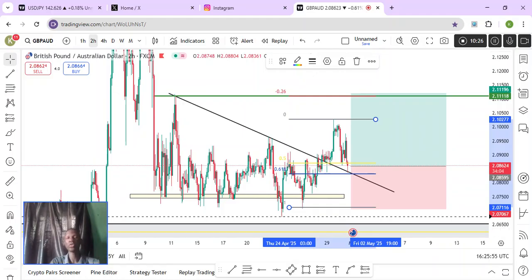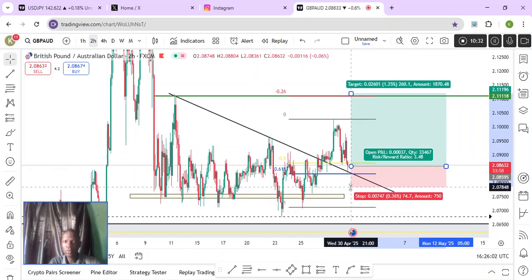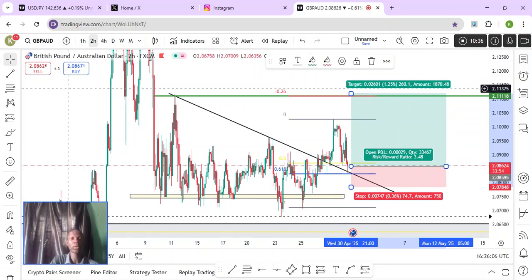And our stop loss will have to come below here. So this is more or less like a 3.5 to 1 risk to reward. This is so nice, guys. Trust me, if this trade works out, it is going to make us a lot of money.